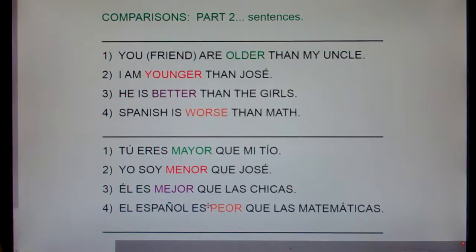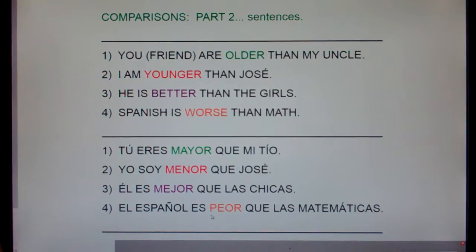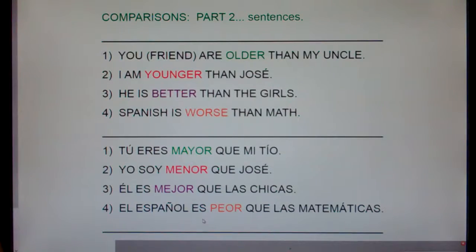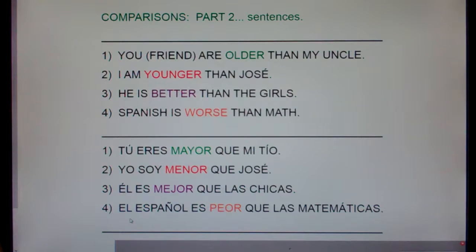And finally, Spanish is worse than math. Oh no. Just kidding. Some people think so. I hear that quite a bit, actually. In English, we say Spanish is worse than math. In Spanish, we say the Spanish is worse than the math. Spanish people love sticking in the word the.